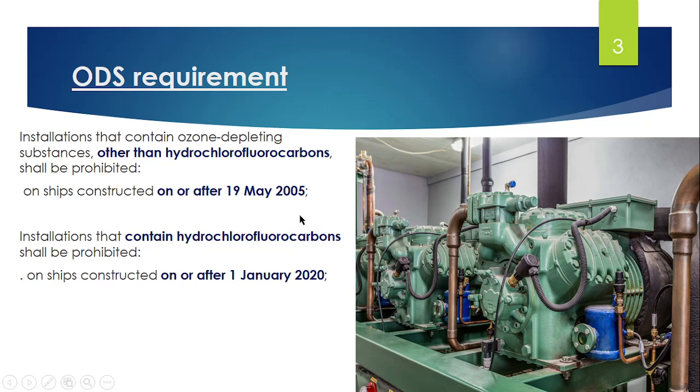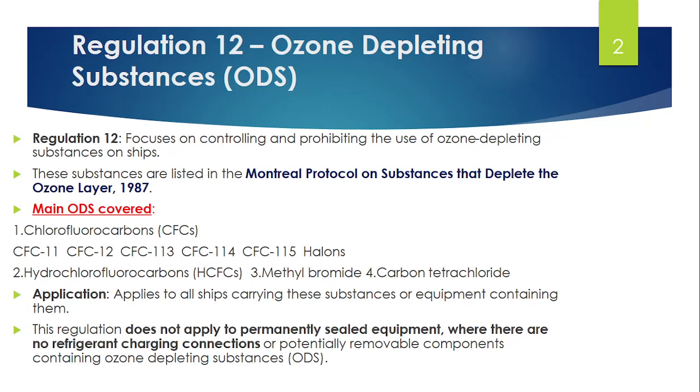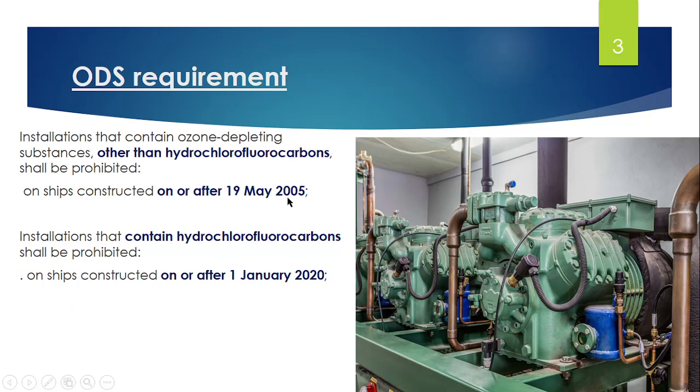And going one step ahead, on 1 January 2020 they said, okay, now we will not even use this hydrochlorofluorocarbon and we will use some other alternative. So now you can see that slowly MARPOL is becoming stricter. First they banned CFC, halon, methyl bromide on 19 May 2005, which is the most dangerous ozone depleting substance. After that they banned HCFC on 1st Jan 2020 because they found some alternative which is much better than this HCFC.